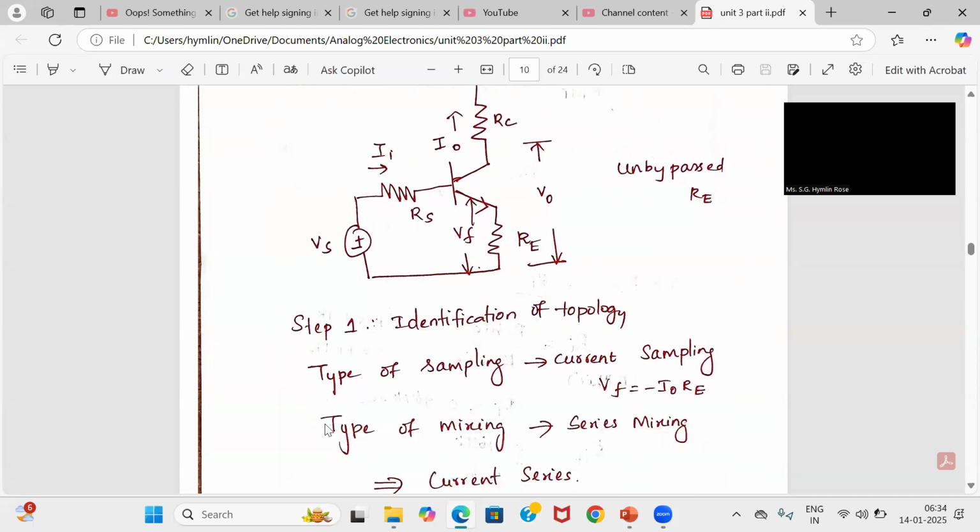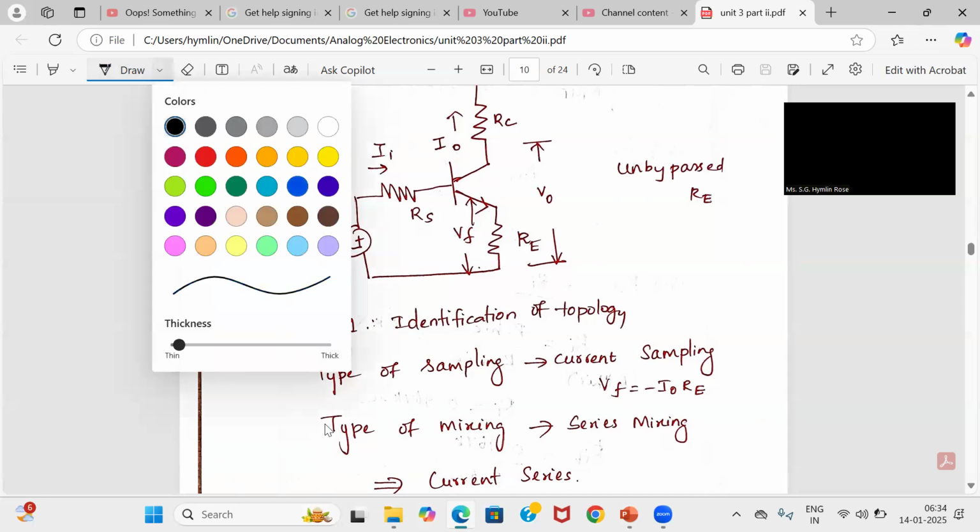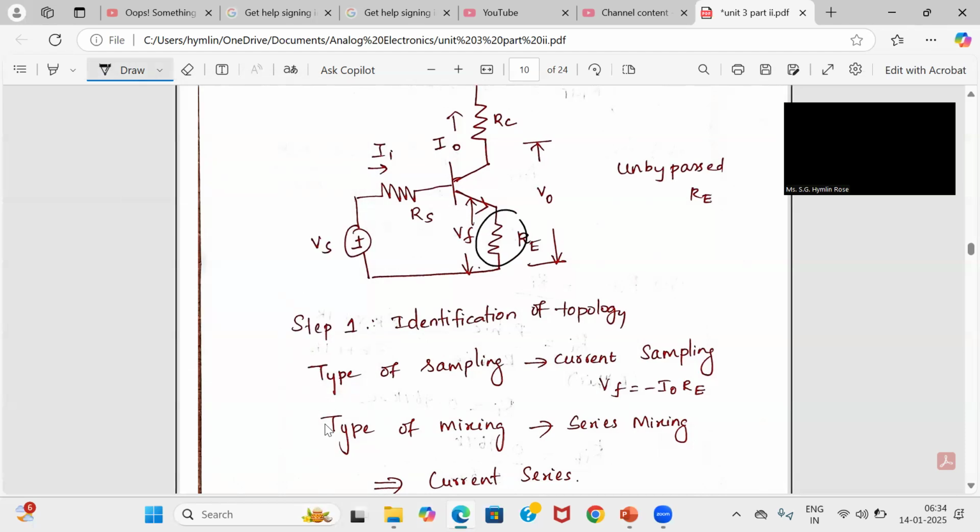Why is it current sampling? Because the feedback network in the output side is connected in series with the output, that is considered current sampling. The feedback depends on the current flowing through the emitter, which is opposite to the output current. So Vf is equal to minus Io into Re.